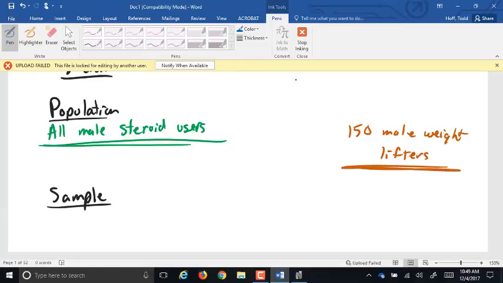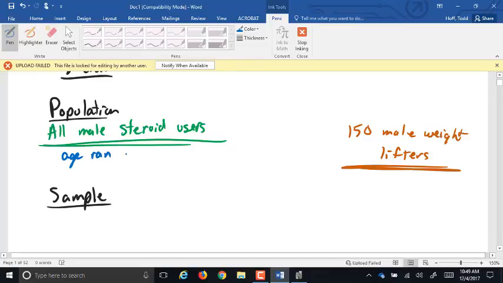And in this study, they narrowed it down in a couple of different ways. One, they narrowed it down by age range. Did anybody catch what age range they're looking at there? 35 to 55, okay? And then they did narrow it down to weightlifters.